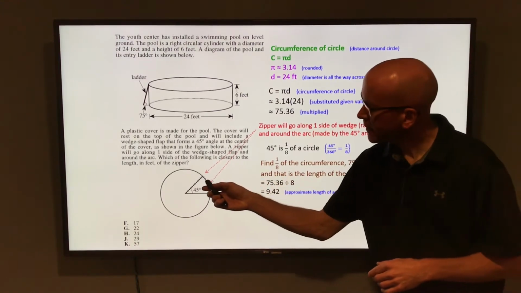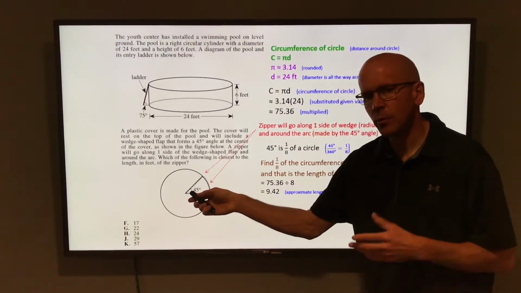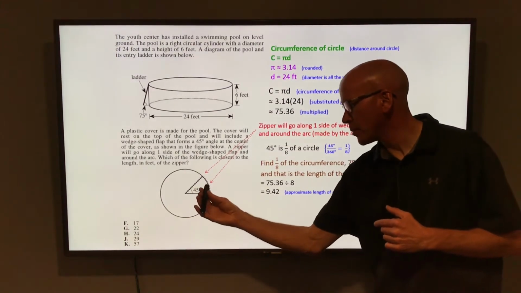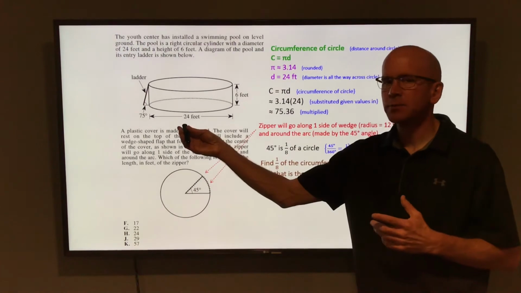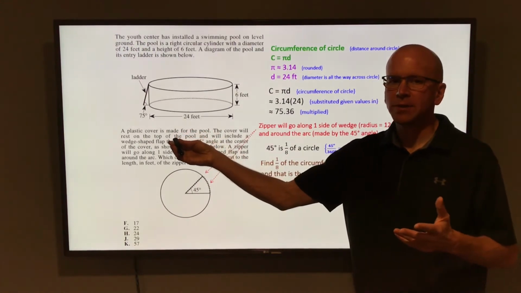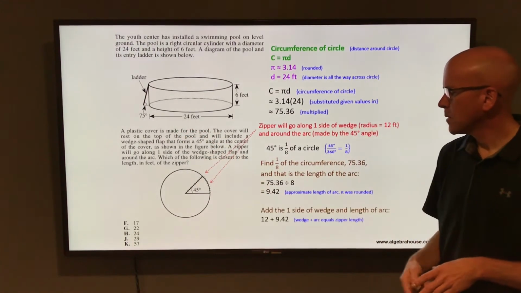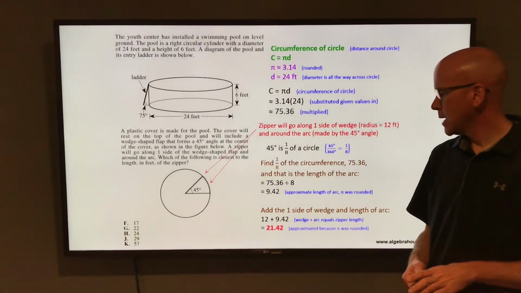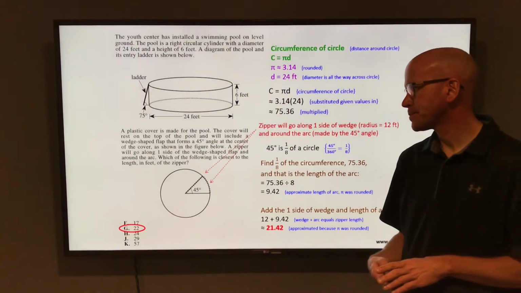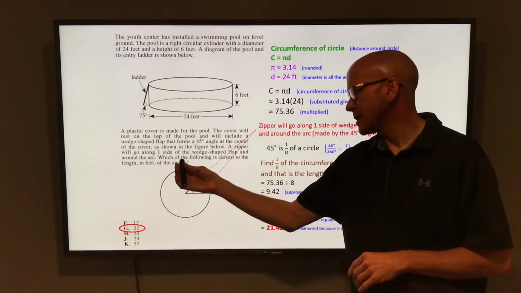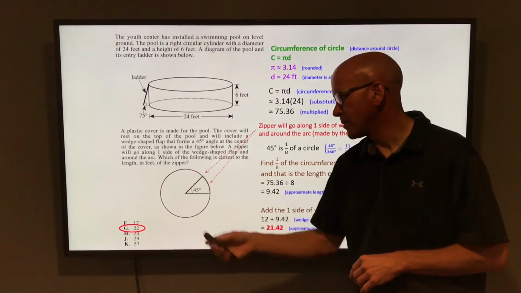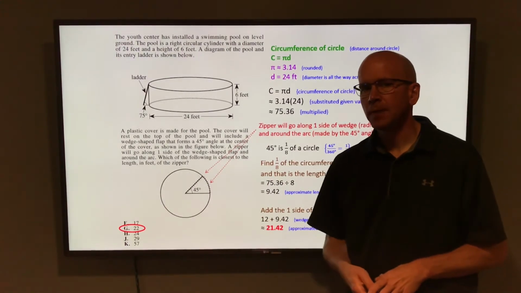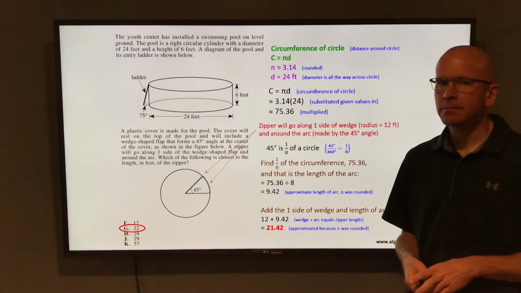And then also I have part of the zipper here as the radius. That's the easy one. The arc length is hard to get, but the radius is easy because it's pretty much already given to you. The radius is half of 24. The radius is 12. Add that onto the 9.42, and you get 21.42. It says which of the following is closest to the length in feet of the zipper? Well, the closest one to 21.42 is 22. Answer G is correct. Now here's something funny.